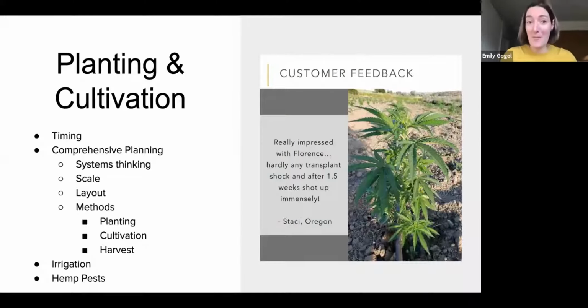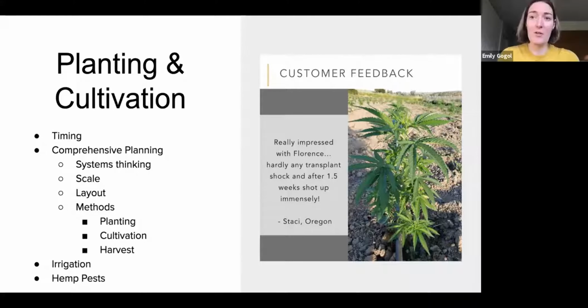So first, a little bit about planting and cultivation as I get into the agronomics of hemp. The important factors are timing. So you need to know your site. If you're new to farming in your area, talk to other farmers. Hemp, as a row crop, is not really different than any other row crops that people are growing in your area. So talk to them about what they have observed, the things that work well for them.